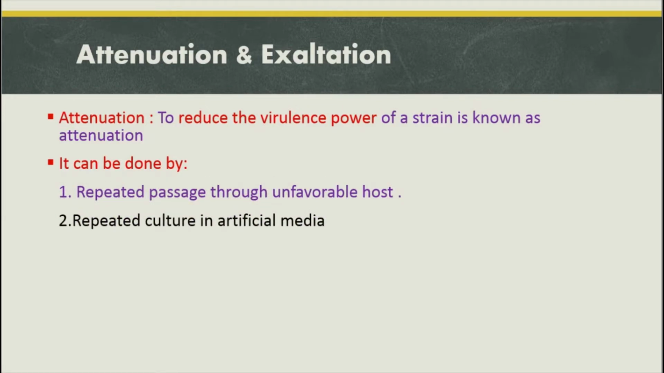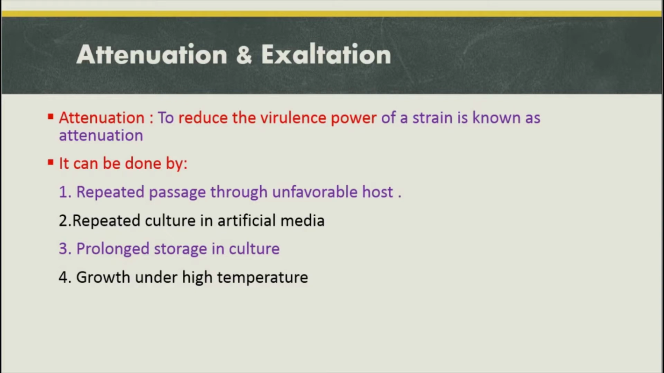Secondly, repeated subculture in artificial media. This is the most simple method, used particularly in BCG vaccine preparation, where the strains are repeatedly cultured on artificial media, more than 200 times, and during this period the strain may lose its virulence, and you will get the avirulent strain, which can be used for the vaccine. Similarly, the third method is prolonged storage in culture. Every time we prepare cultures and store them at low temperature, but if you store them for a longer period than we generally use for subculturing, that can result in the loss of virulence in the microorganism. So, prolonged storage is one way to obtain an avirulent strain.